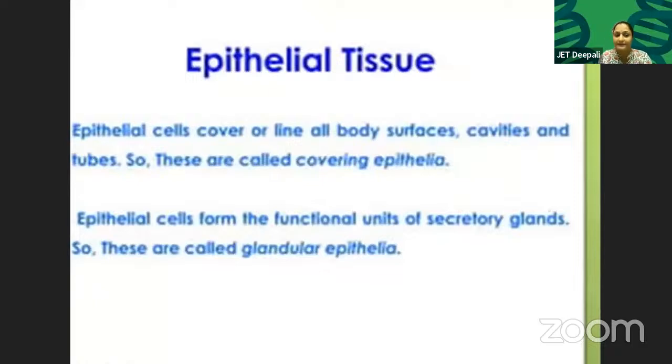Epithelial cells cover or line all body surfaces. The whole covering of your skin is made up of epithelial tissues. A group of epithelial cells is epithelial tissue. And cavities and tubes. What are tubes? They are the tubular structures of our organs.